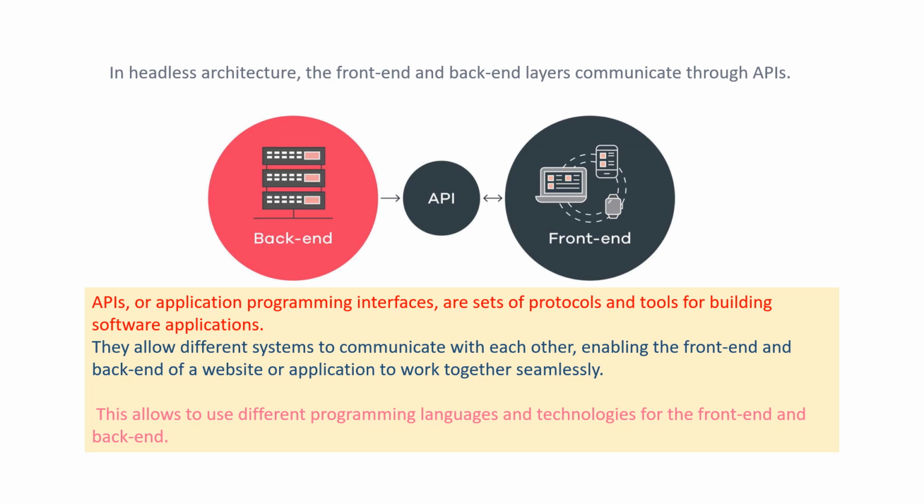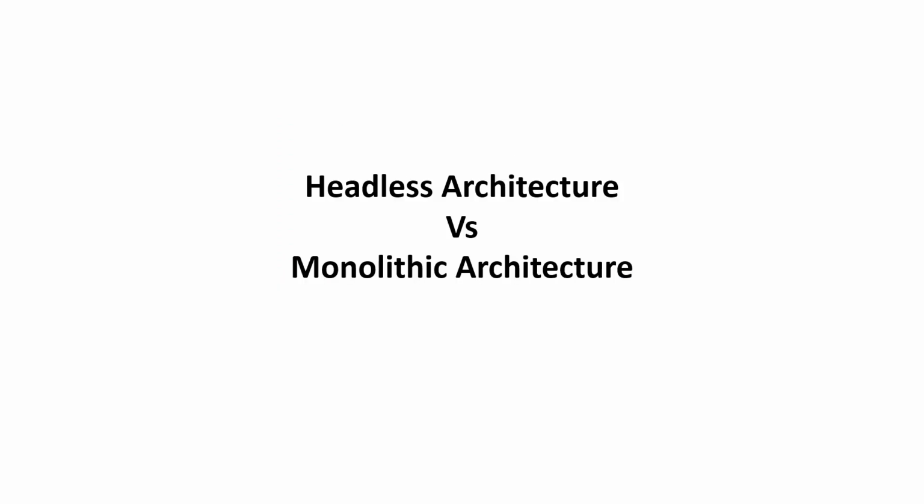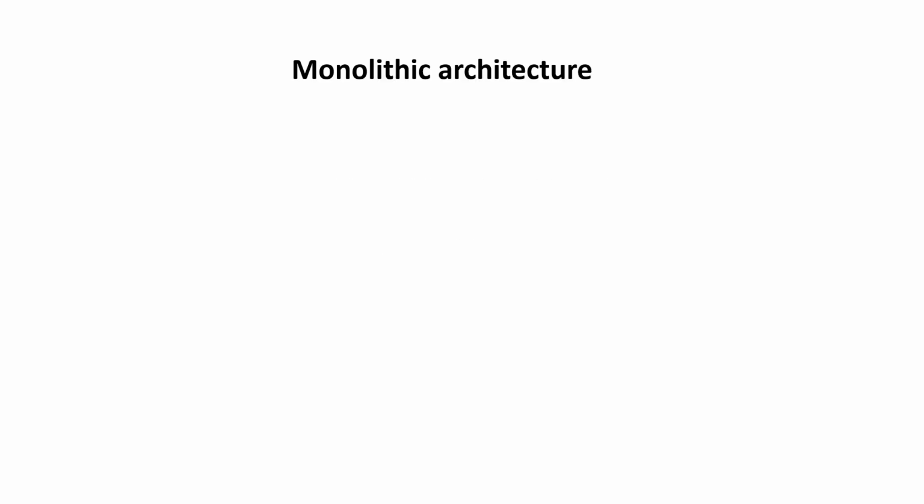Since they are separated and they communicate through the APIs, different languages can be selected for back end and front end. So no need to use the same language for back end and front end. So this is also an advantage. So now many developers use this kind of approach, that is the headless architecture. And now we can see in detail the headless architecture versus the monolithic architecture.